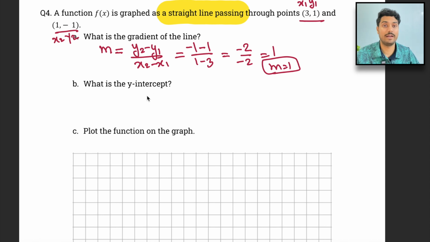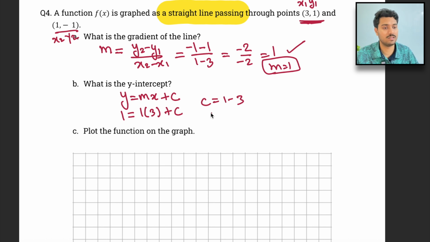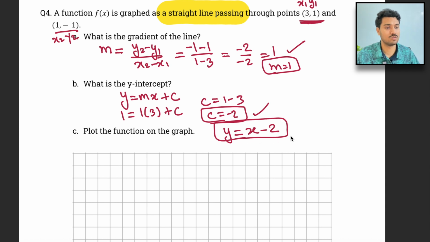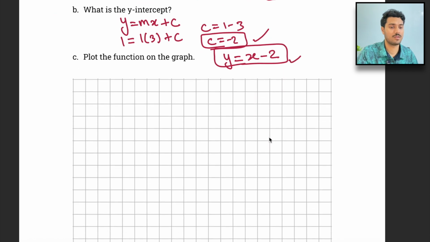Second, it says what is the y-intercept? So the general form of straight line equation is y is equals to mx plus c. We already have the value of m. We also have the value of x and y coordinates from the line. We can take 3 and 1, so y component is 1. We can write y is equals to 1 times 3 plus c. So c will be 1 minus 3, which is -2. And now it says plot the function on the graph. So first of all, the function is y is equals to m is 1, x plus c, which is -2. So y equals to x minus 2. We have to plot this on the graph.